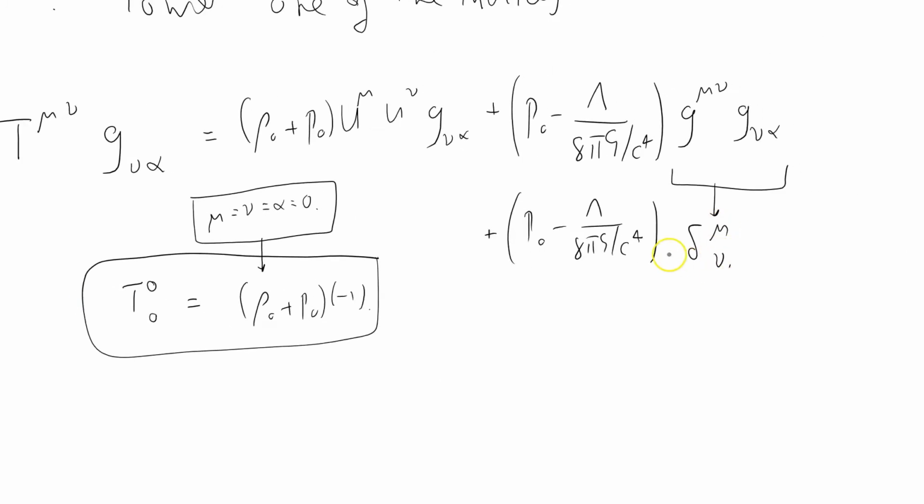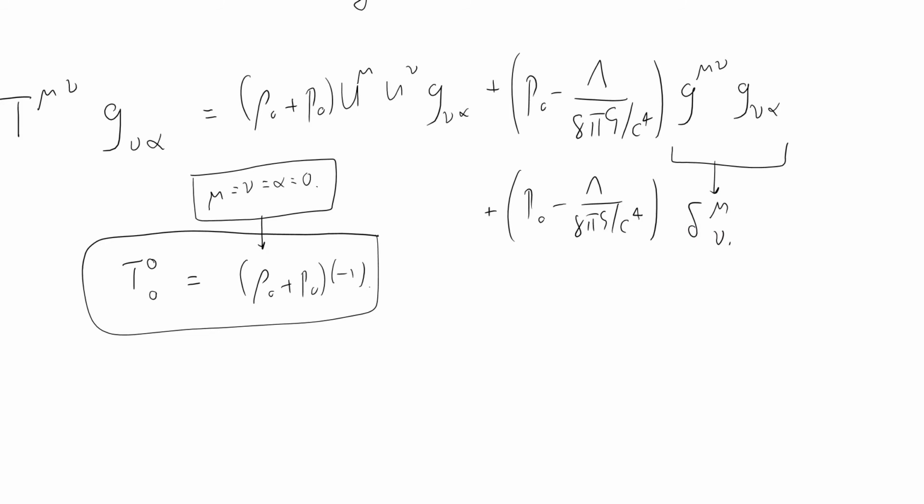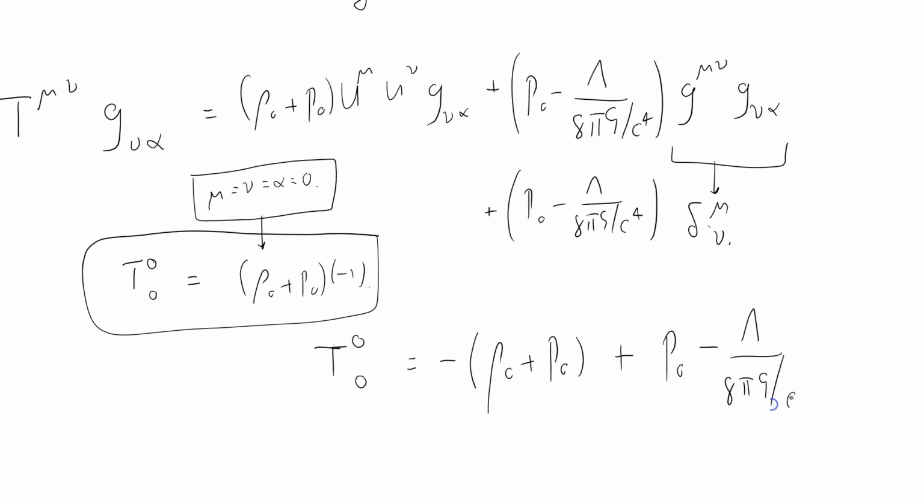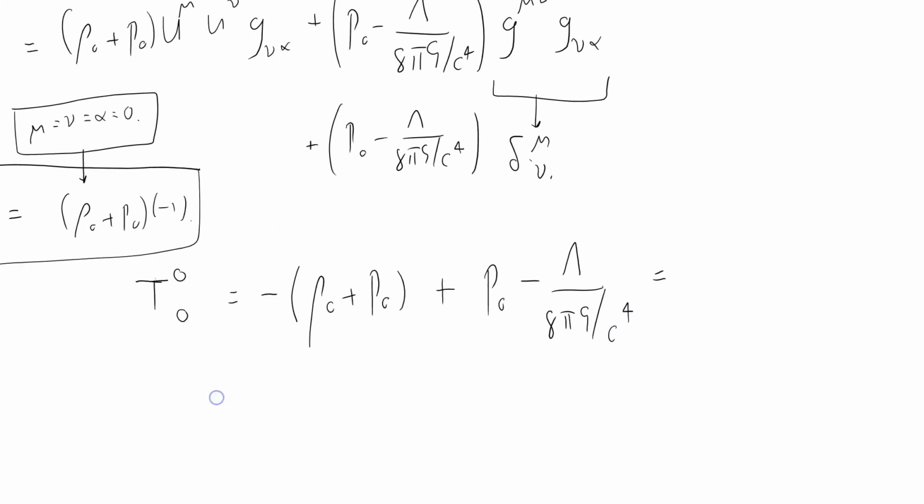We've got these other components here as well. Let me just write them out. Everything's diagonal because that bit's diagonal and this bit here is diagonal as well by construction. So we've got T00 equals minus rho 0 plus P0 for this term here, plus P0 minus lambda over 8 pi G over c to the 4, which equals, the P's cancel, minus rho 0 minus lambda over 8 pi G over c to the 4. It's a lambda. I've been saying gamma. It's a lambda, isn't it?